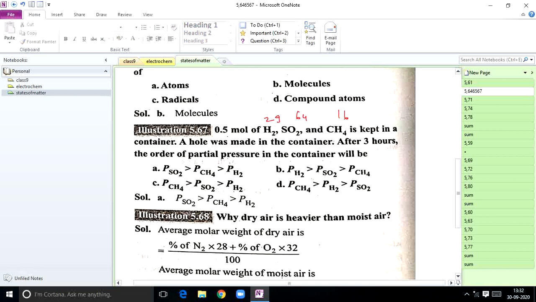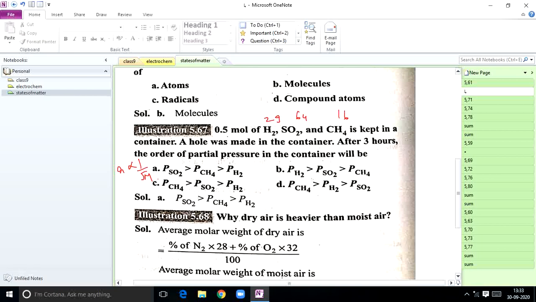It's kept in a container. A hole was made in the container. After 3 hours, the order of partial pressures in the container, which one will be present more in the container? So lighter gases will first escape out from the container. So rate of diffusion is inversely proportional to the square root of molecular weight. So lighter gases, those gases having low molecular weight, they diffuse fast.